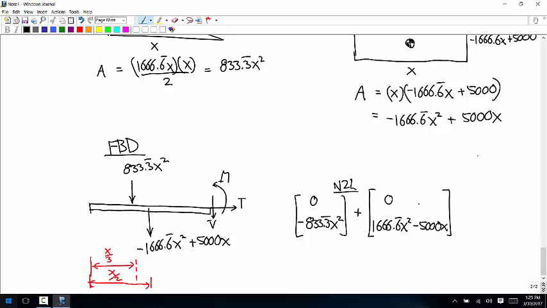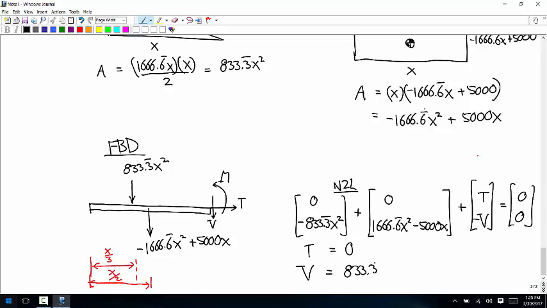So we got this plus T negative V is equal to zeros. So T is equal to 0. V is equal to positive 833.3 repeating x squared minus 5,000x.